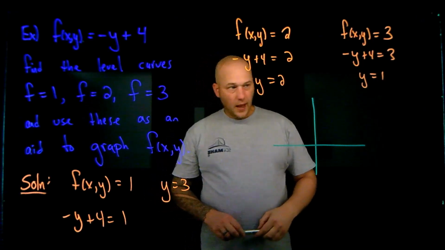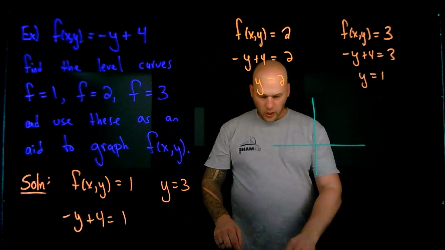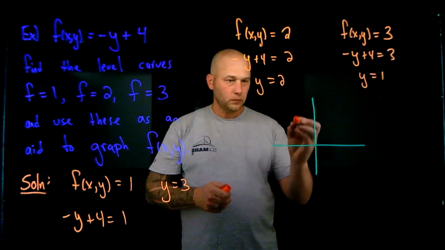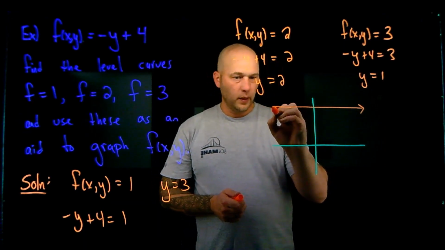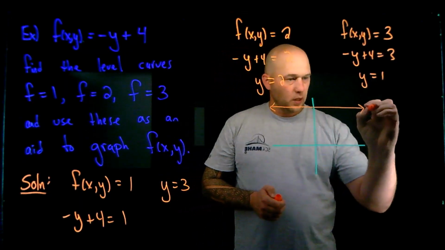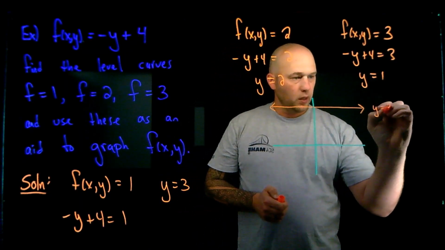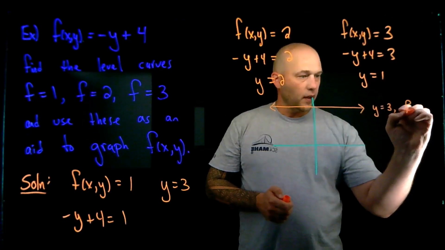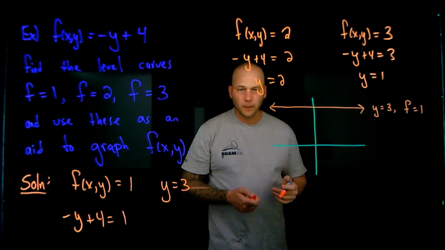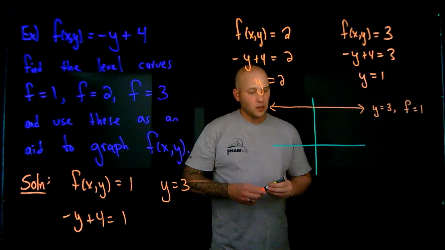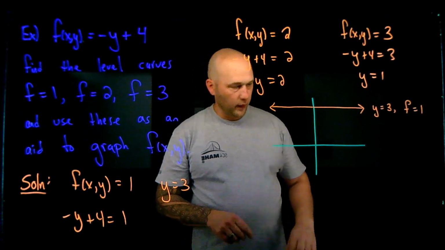So the line y equal to 3, and I'm going to label these both ways. I'm going to say this is y equal to 3, which was the level curve f equal to 1. And I'll talk about what that means here in a moment, but let's just get these plotted. So y equal to 3 is the level curve f equal to 1.